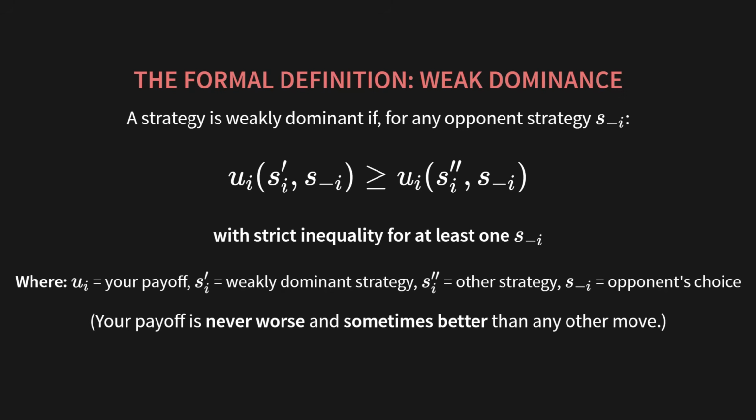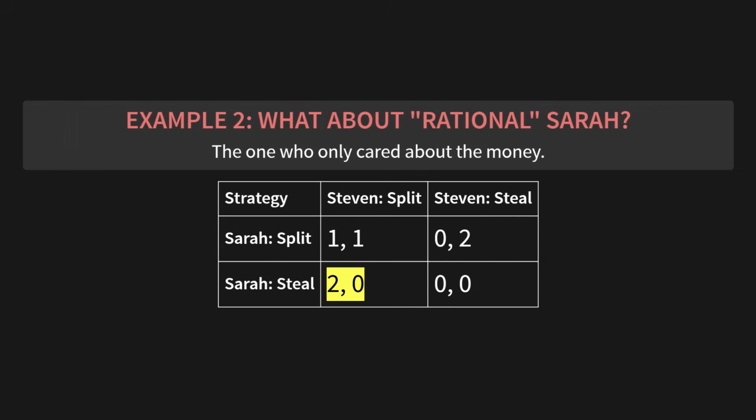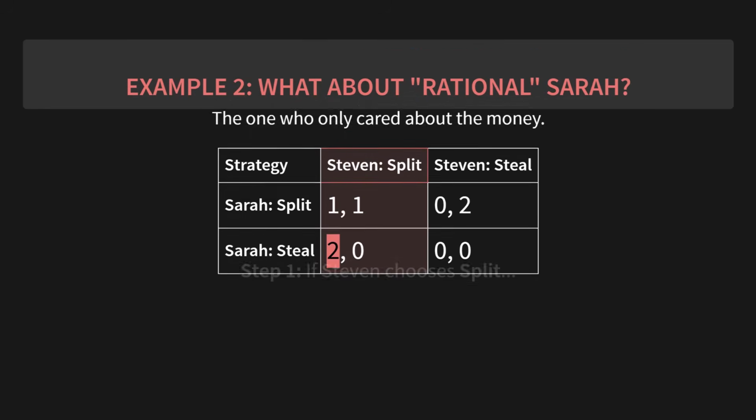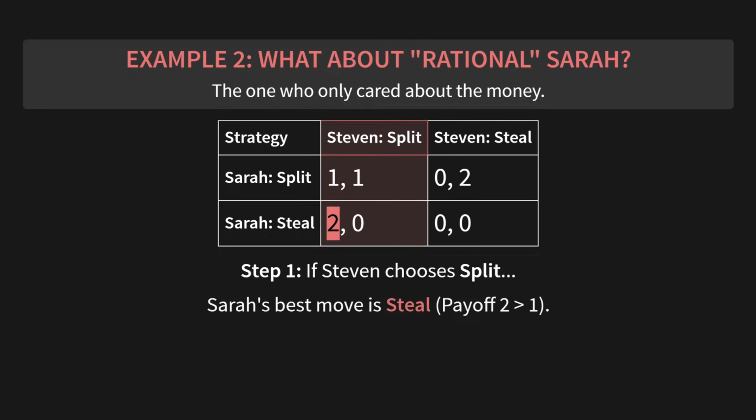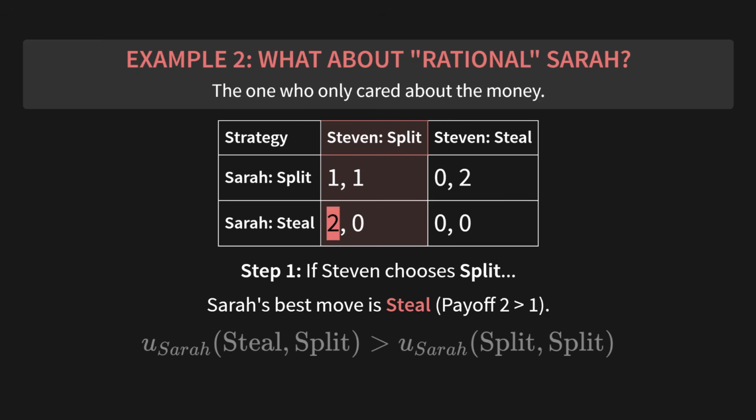Example 2. What about rational Sarah, the one who only cared about the money? Here's her payoff matrix against Stephen. Let's do the same analysis. Step 1. If Stephen chooses to split, what should Sarah do? If she splits, she gets a payoff of 1. If she steals, she gets a payoff of 2. 2 is greater than 1, so her best move is to steal.